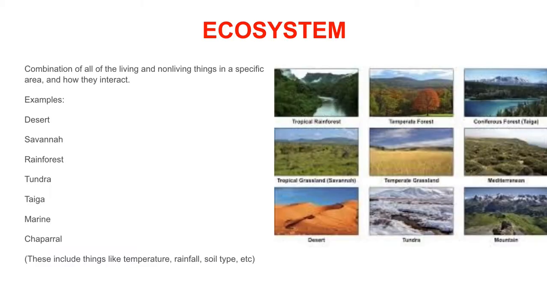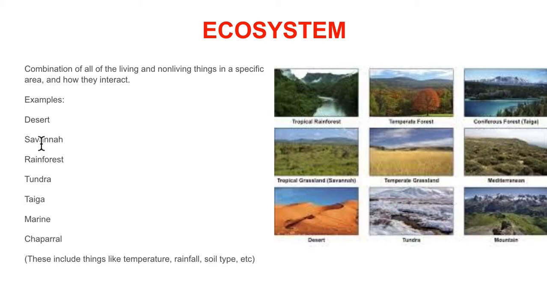Our next word is ecosystem. So an ecosystem is a combination of all the living and non-living things within an area. The non-living thing is the important part here because it's what makes the ecosystem. Things like temperature and how much rain it gets and the type of soil determines what kind of living things can be in that area.